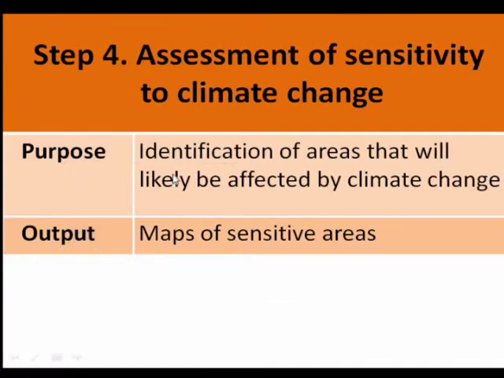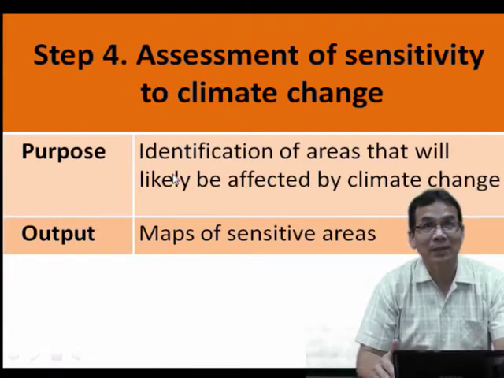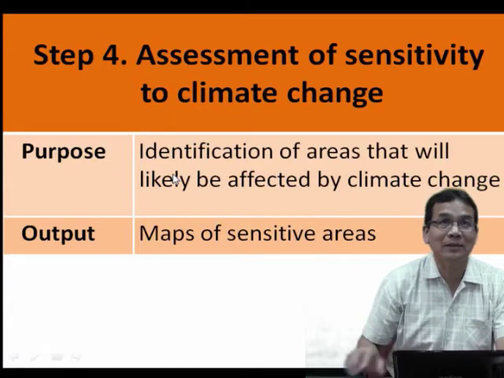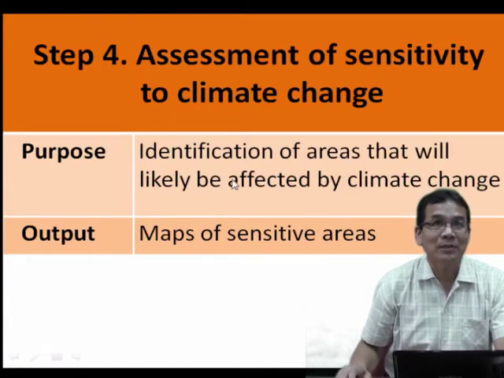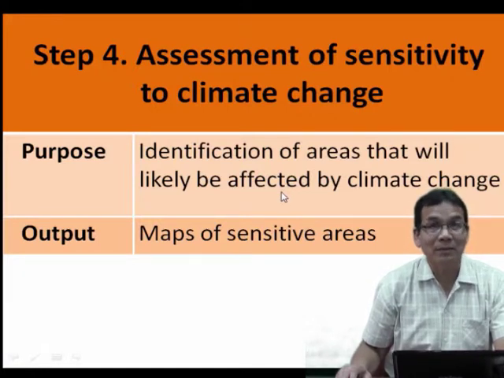In the previous lecture, we discussed steps 1 to 3. We'll begin now from step 4 in this particular lecture, which is on the assessment of sensitivity to climate change. The purpose of this step is to identify areas that will be likely affected by climate change, and this is on the basis of their sensitivity.